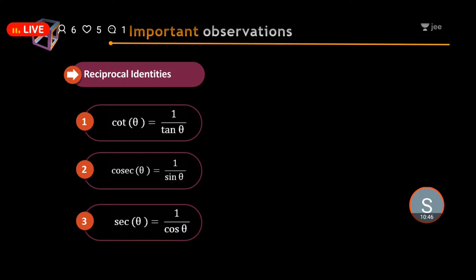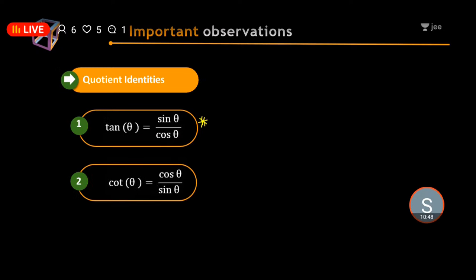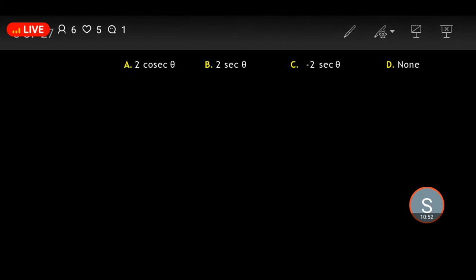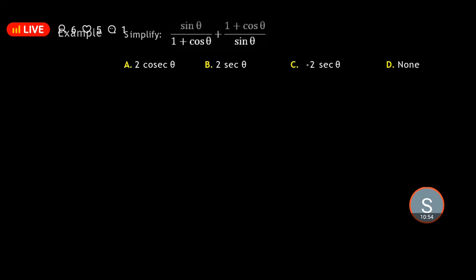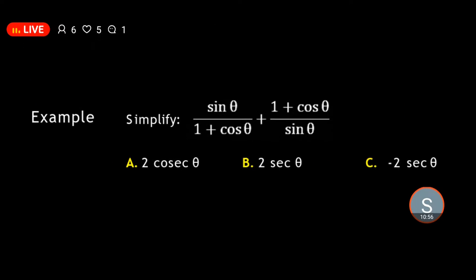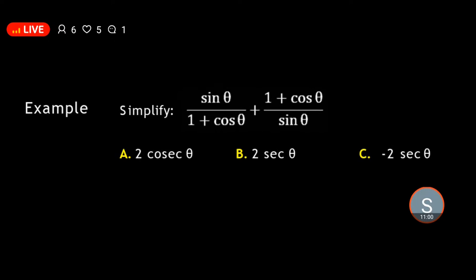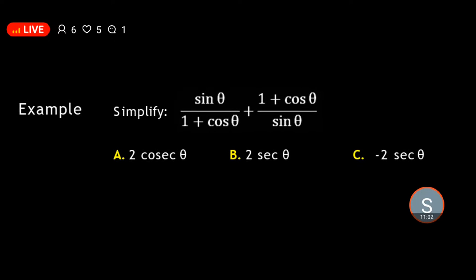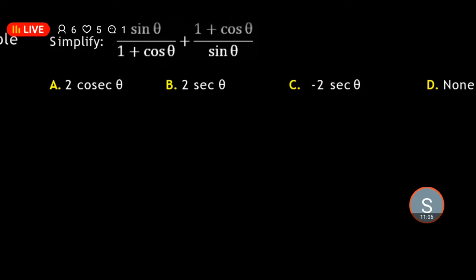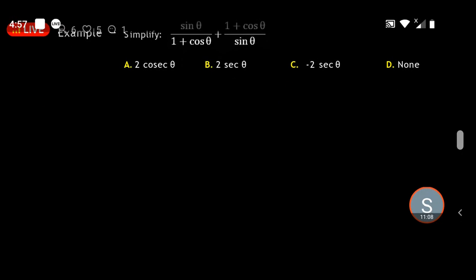This is reciprocal identities, I have told you. Quotient identities, I have told you. Let's do some problems. First, let you see the problem. Example: simplify sin theta by 1 plus cos theta plus 1 plus cos theta by sin theta. There are four options. I'll give you 30 seconds. You can solve this. After 30 seconds, I'll be back. Till then, solve.